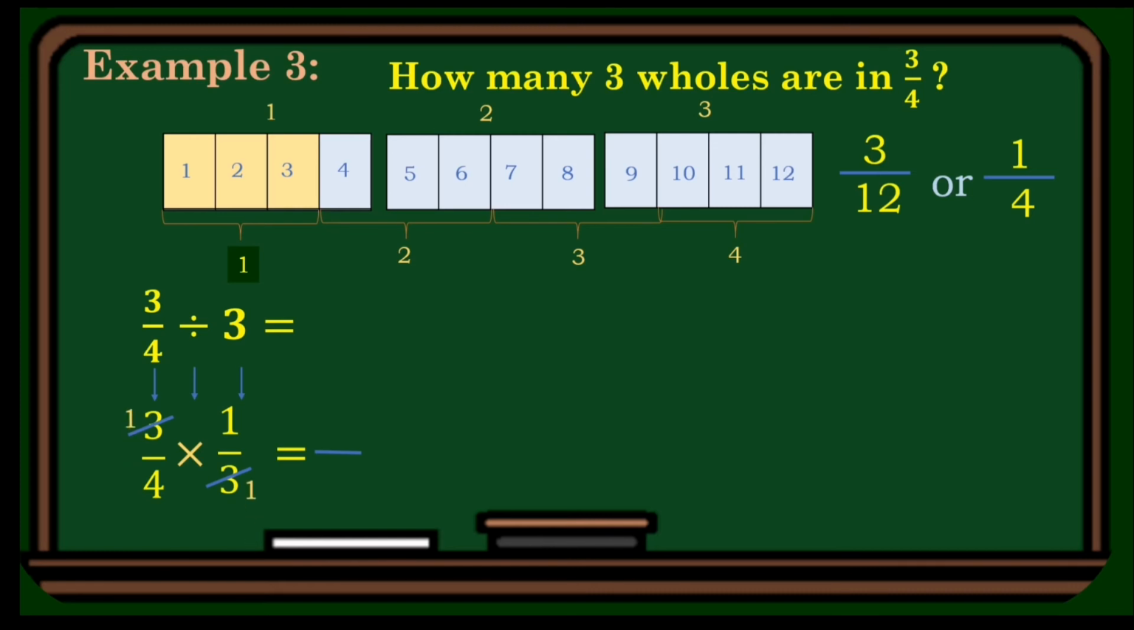And then multiply the numerators. 1 times 1 equals 1. And then the denominators also. 4 times 1 equals 4. Therefore, 3/4 divided by 3 equals 1/4.